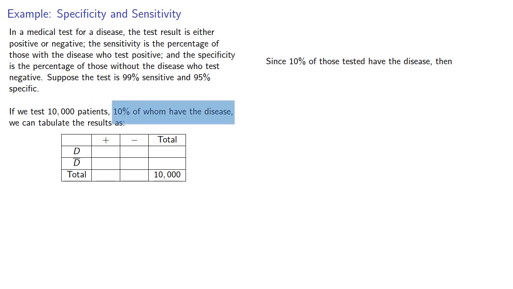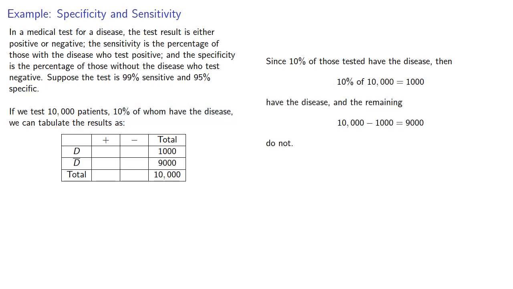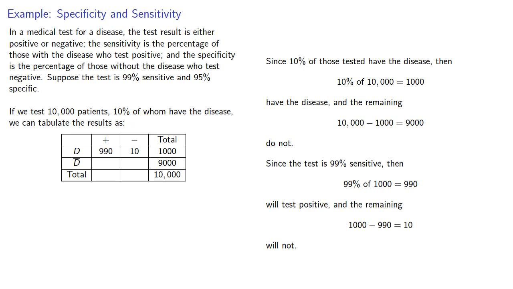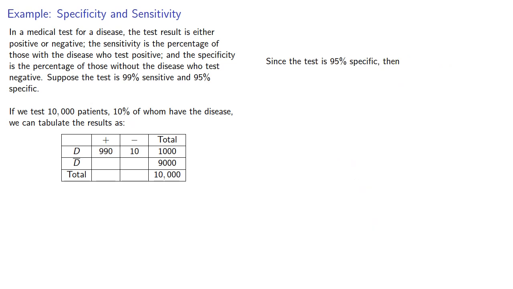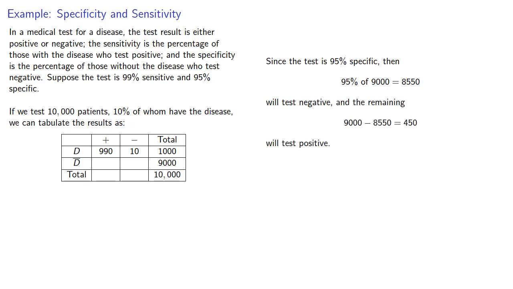Now, since 10% of those tested have the disease, then we know 1,000 have the disease and the remaining 9,000 do not. Now that we know how many have the disease, we can use our sensitivity and specificity. Since the test is 99% sensitive, then 99% of those who have the disease, that's 990, will test positive, and the remaining 10 will not. Since the test is 95% specific, then 95% of those who don't have the disease, that's 8550, will test negative, and the remaining 450 will test positive.